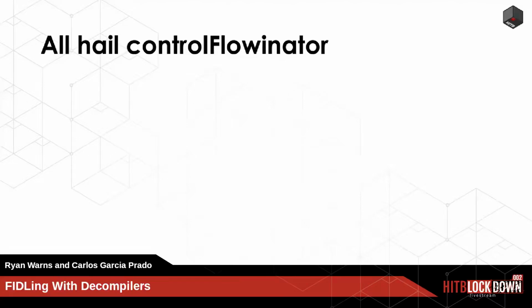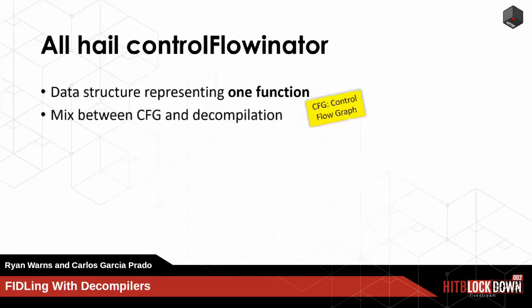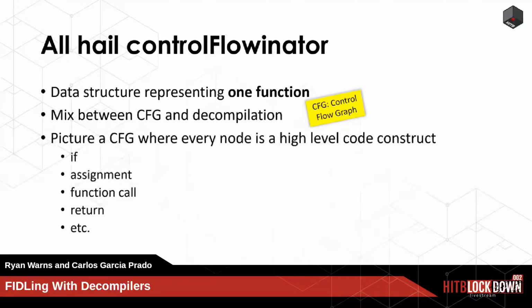But let's talk a little bit about the internals of FIDL. One thing that you're going to be using all the time if you choose to use FIDL is this thing called the control flowinator. We know it's a dumb name. We like dumb names. This is essentially a data structure representing a single function. You can think of it as a mix between a control flow graph and the decompilation output that we showed you before. Imagine a control flow graph, like the one you have in assembly mode, but now every node is a high-level code artifact. It's, for example, an if statement, an assignment, a function call or whatever.